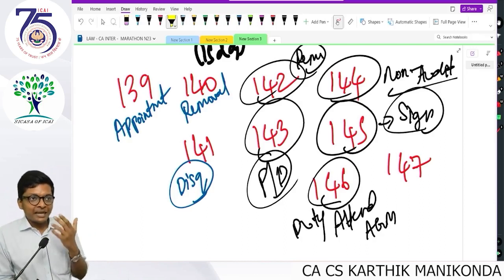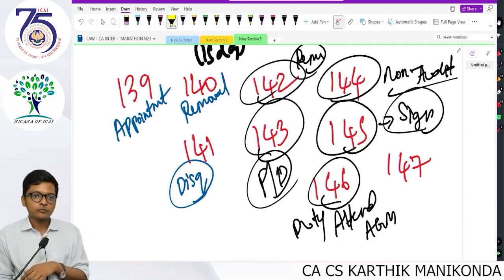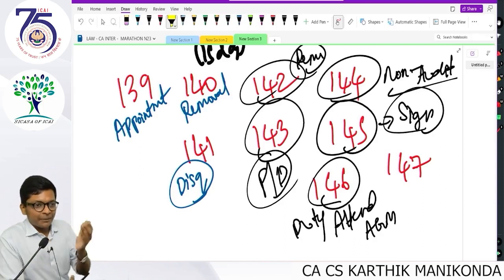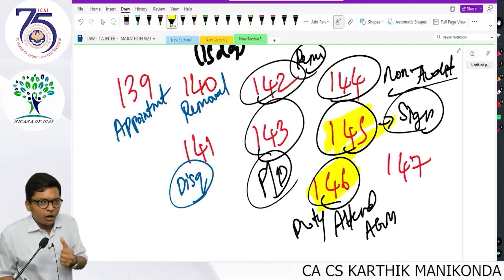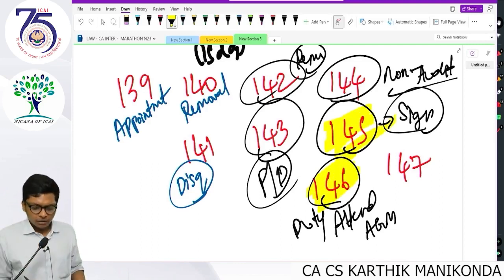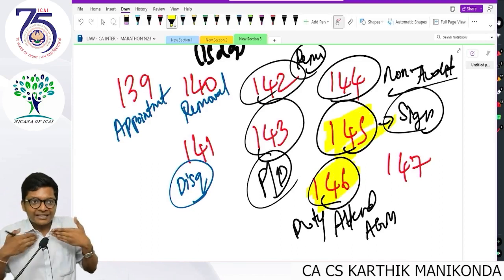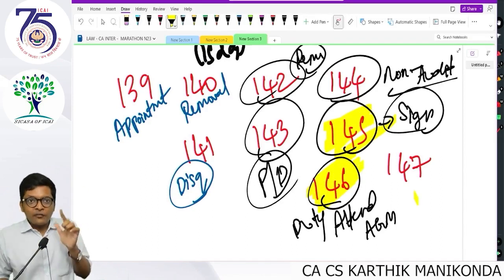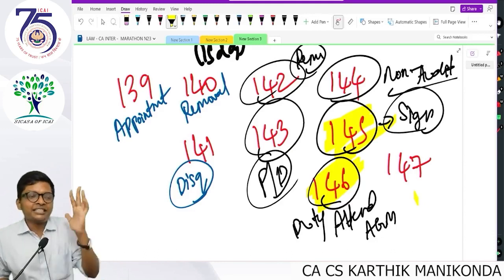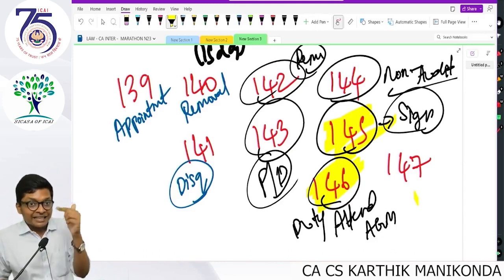Sir, the same day there are multiple AGMs. What to do? Send some other CA. So 145, 146, now itself I'm finishing, guys. Simple. 145, an auditor has to sign. With reservation, he can come to the AGM and read it out. That's it, 145 over. 146, duty of the auditor to attend the AGM. If he can't attend, send some other CA.